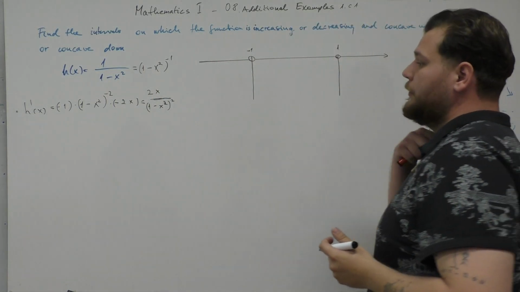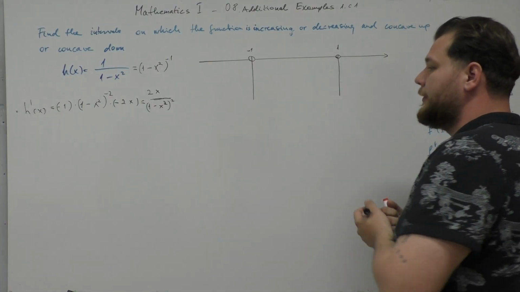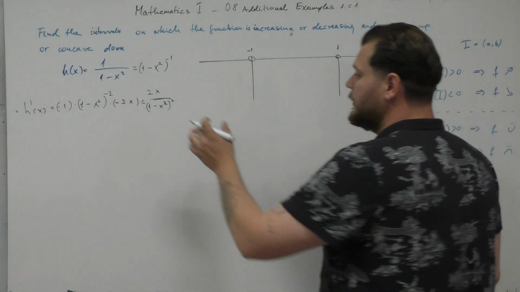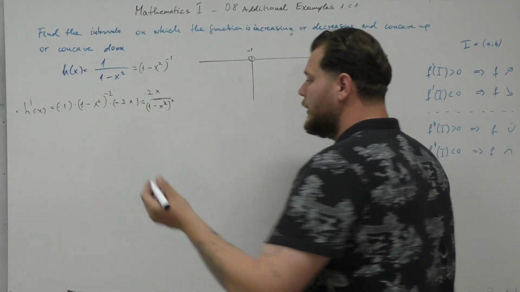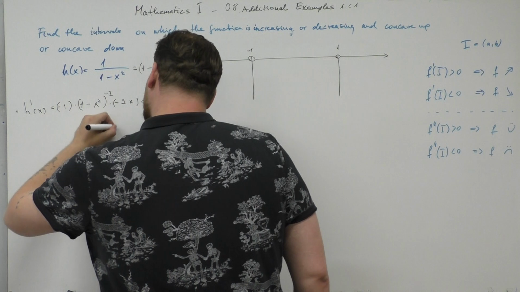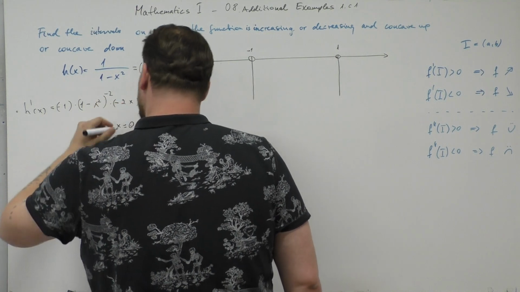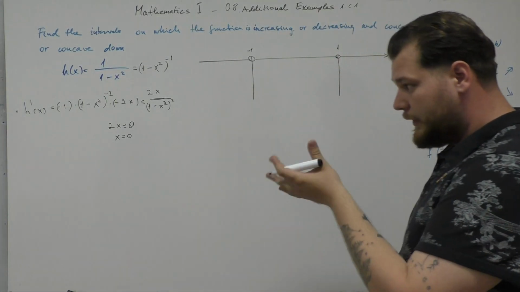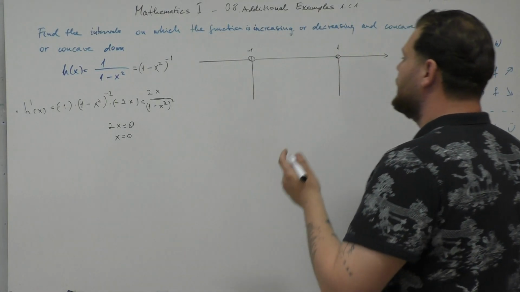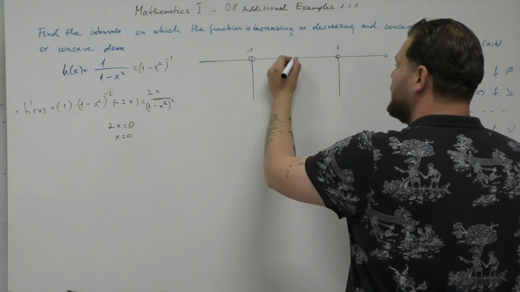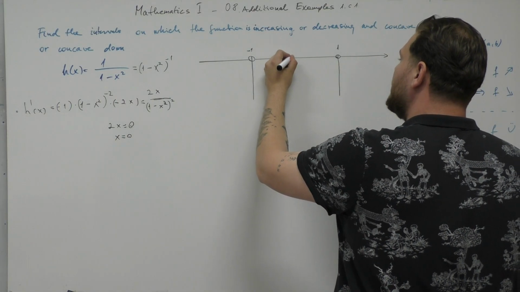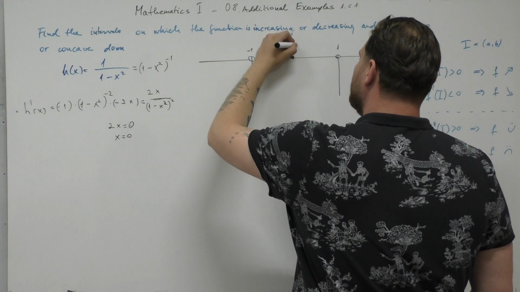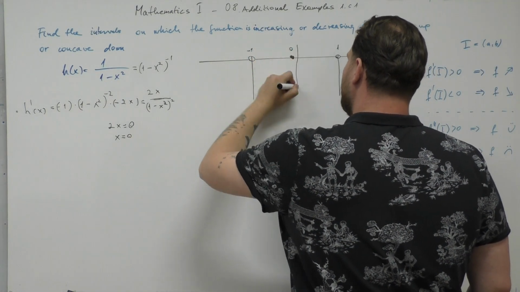Now we have to find the zeros of the derivative function. For that, we only have to consider the top of the function. So we get an equation like 2x equals 0, so x equals 0. Now this is a critical point, so on our number line it's a full circle, which means that 0 has a column on our table.